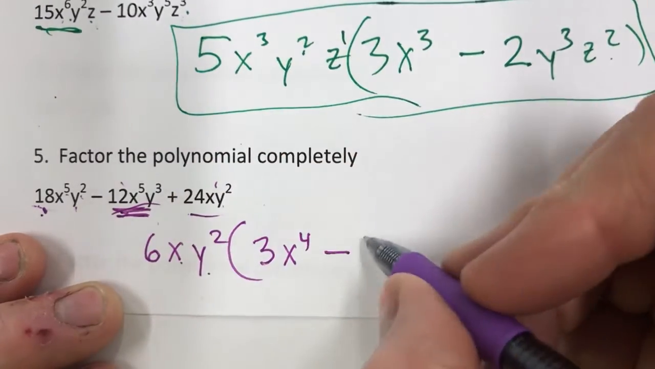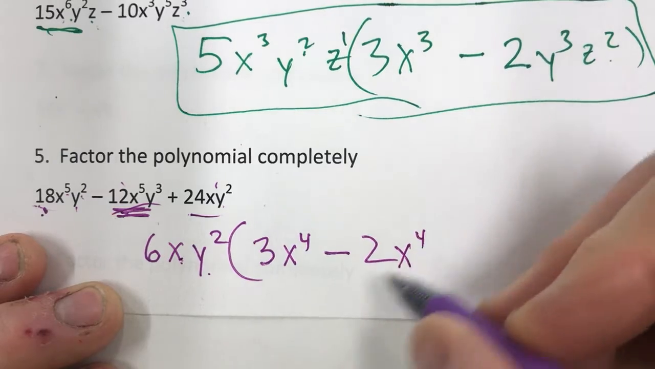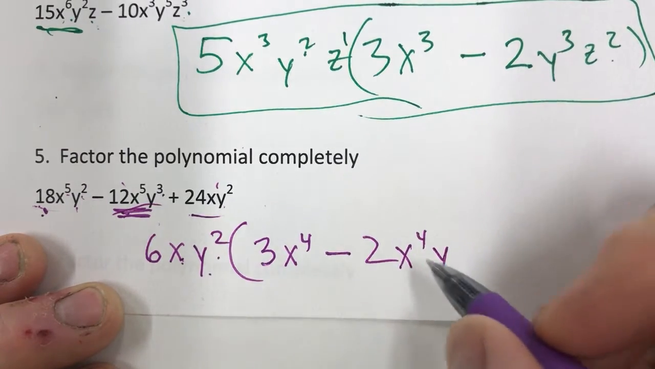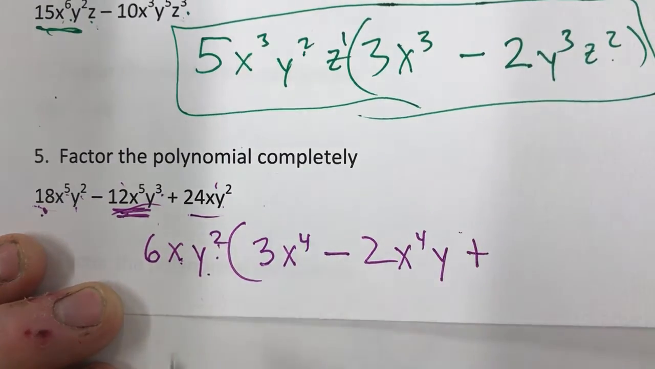Now this term here. 12 divided by 6 is 2. x^5 divided by x will be x^4. Just subtract the exponents. y^3 divided by y^2 will be y. 3 minus 2 is 1. Plus.